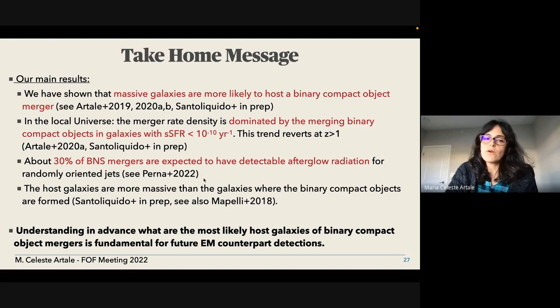Now we have a new machinery to investigate the host galaxies based on these scaling relations with this paper from Filippo. And I think that our contribution will be very important, in particular to understand and to provide hints for the future electromagnetic counterpart detections. And this will also be very important in the near future with the Vera Rubin Observatory that, of course, will provide a lot of transient events.